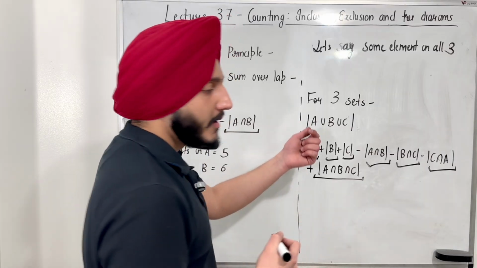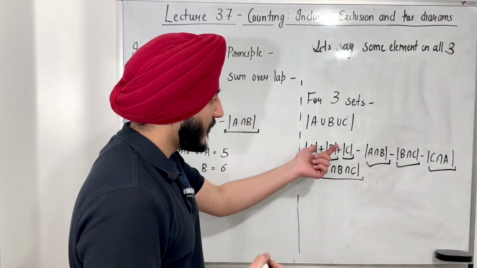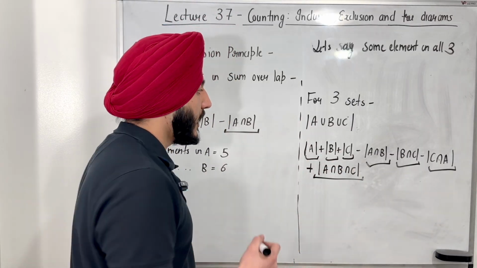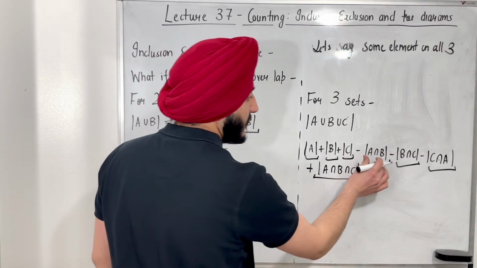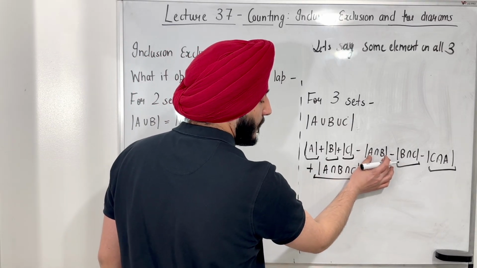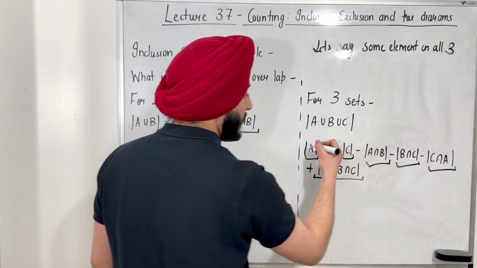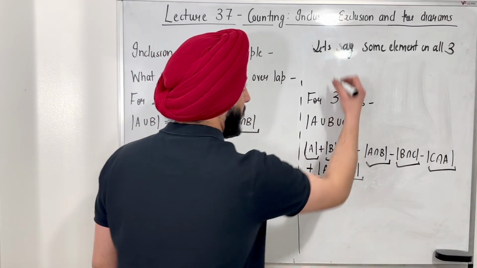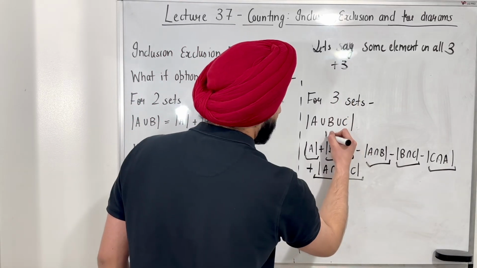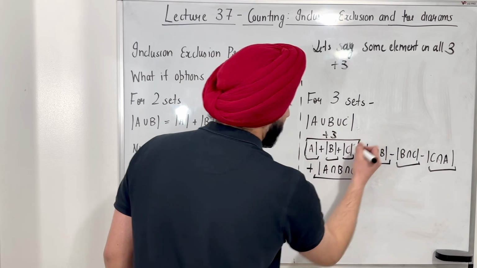So let's say some element is in all 3 sets, right? Let's say it's in A, B, and C. Now the point is, that means when you subtract A intersection B, you would subtract it once. So first, let's say it's in A, B, C, you add it 3 times, right? This would mean you added it 3 times.